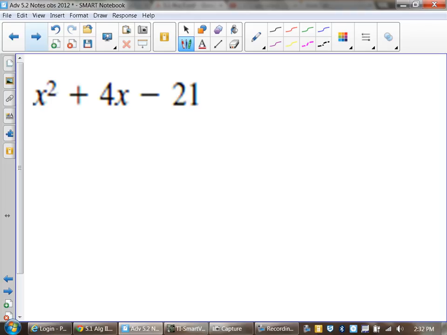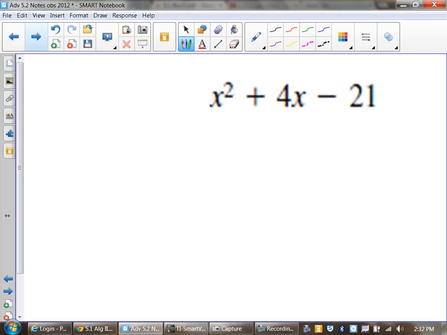What times what is negative 21? Remember, what I'm doing here is I'm trying to figure out what times what. What are the factors of negative 21 that gives me a sum of positive 4? So this is your multiply, and this is the add. 7 and negative 3 is right. Something along those lines, yes.